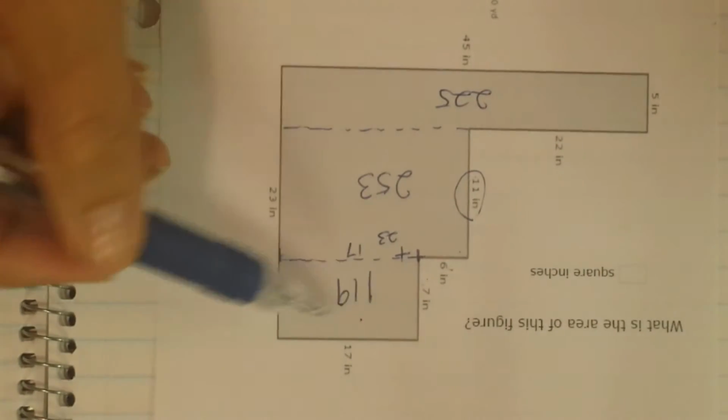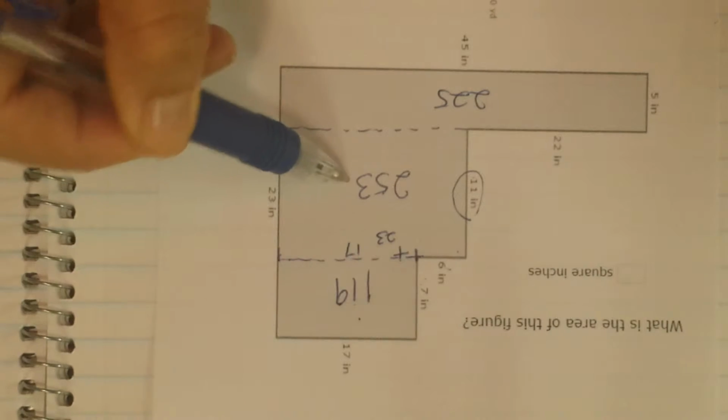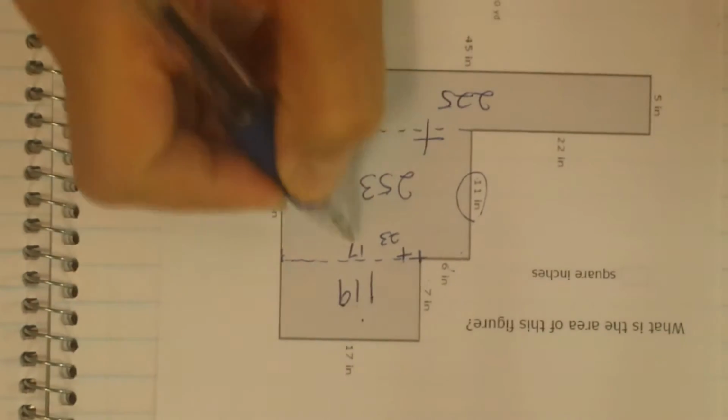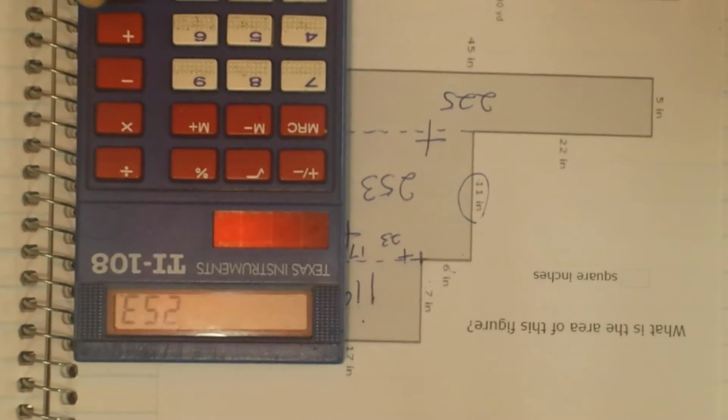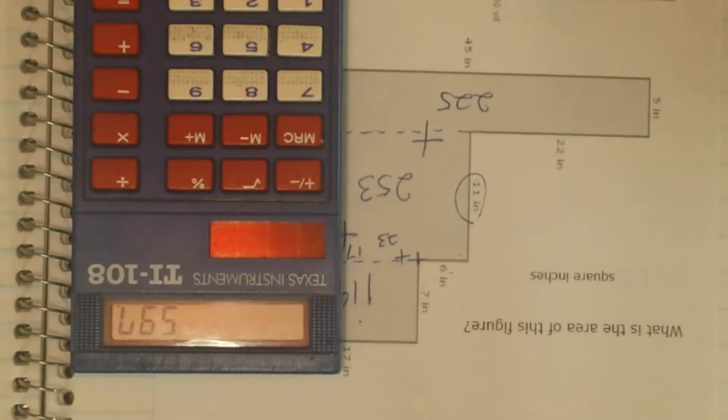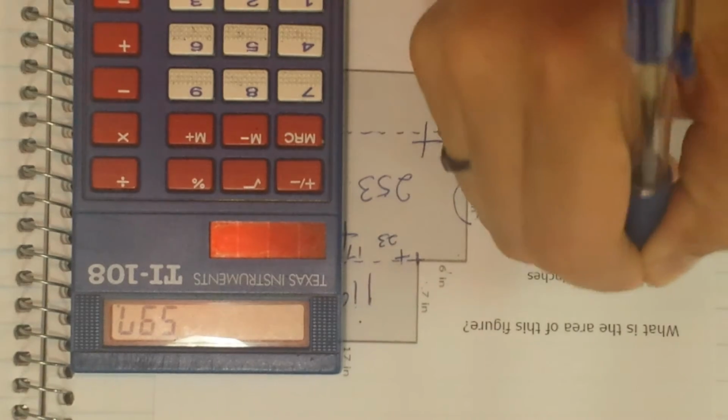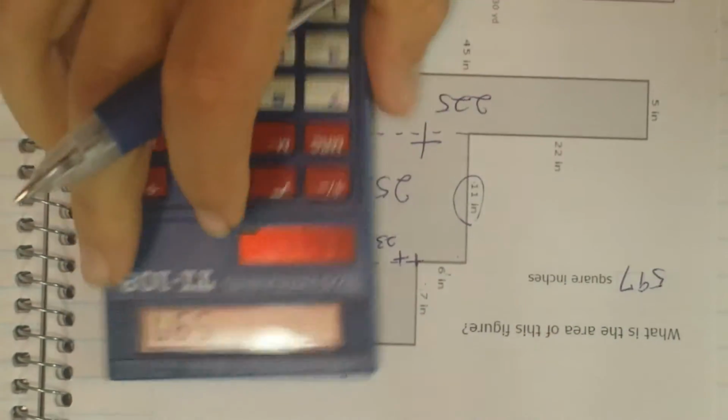So individually, this is 119, this is 253, this is 225. So all you do is add them all together. 225 plus 253 plus 119 equals a final area of 597. All right, so it's just about breaking it up into shapes that you recognize.